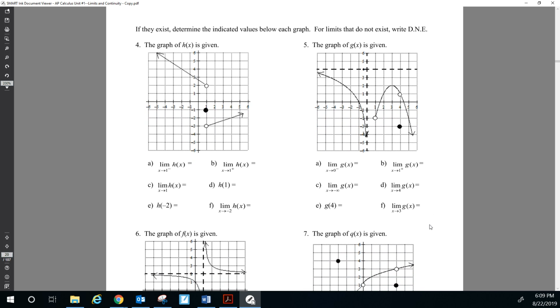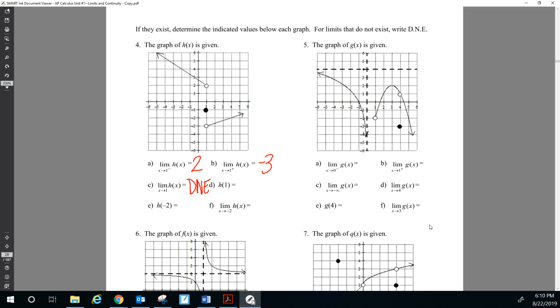All right. Here's a graph. If they exist, determine the indicated values below each graph. All right, it wants the limit as h of x goes to 1 from the left-hand side. So here's 1. If I approach from the left-hand side, my y is getting close to 2. From the right-hand side, my y is getting close to negative 3. So do I have an overall limit there? No. I have a left hand, I have a right hand, but they're not the same. Overall limit does not exist. It has to be the same.